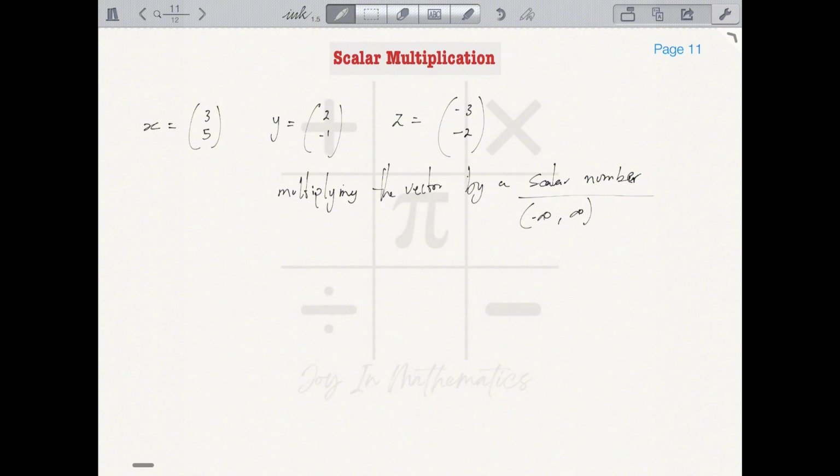Let's take, for instance, a scalar number of minus 2 and I want to multiply by the vector x. Let's call this number 1. That means I'm going to multiply each component of x, which is 3 5, by minus 2. So this will be minus 2 multiplied by 3, and minus 2 multiplied by 5. This gives us minus 6 and minus 10.